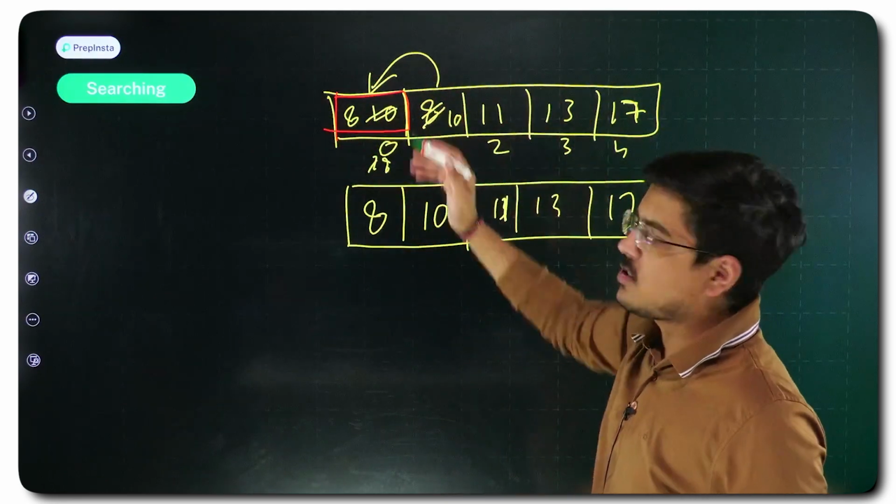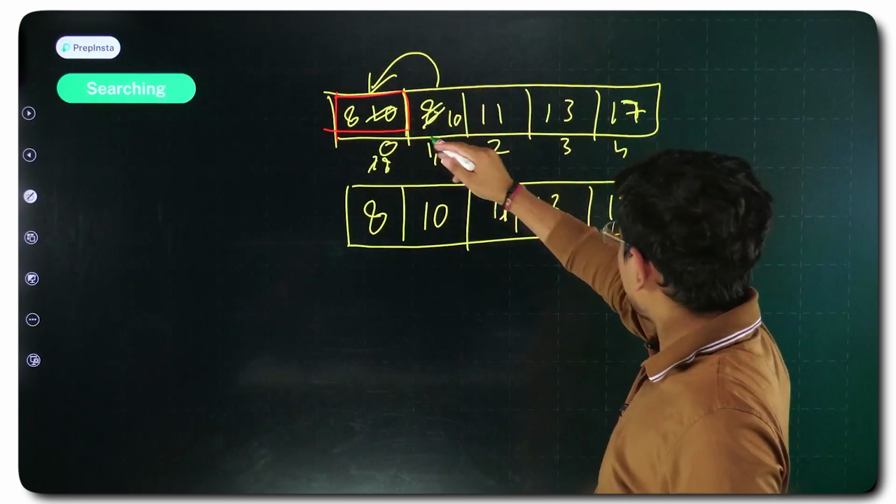Now just see out of them which is the minimum. 10 is the minimum, it is already there. This is the whole sorted array, no?